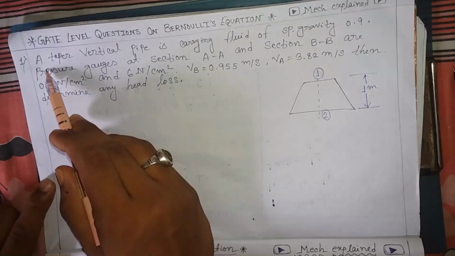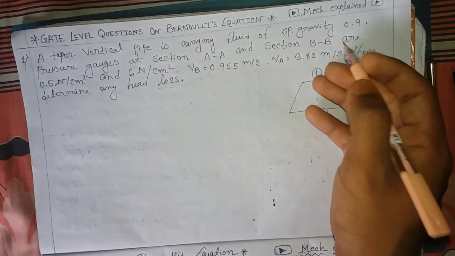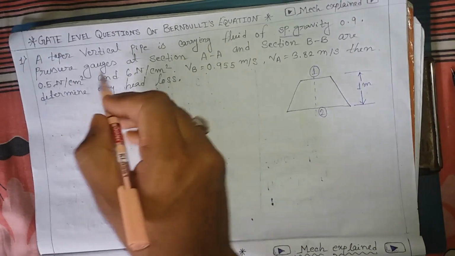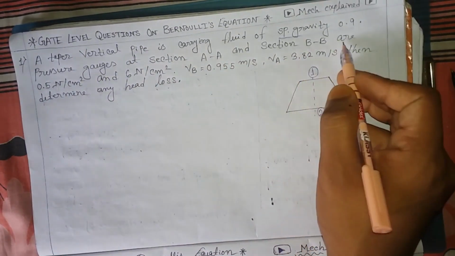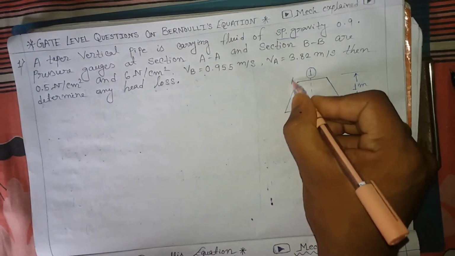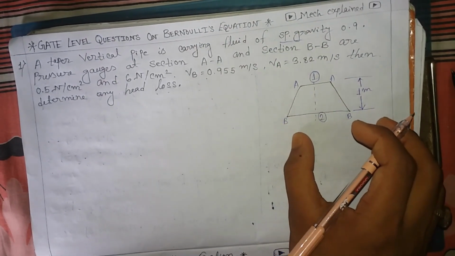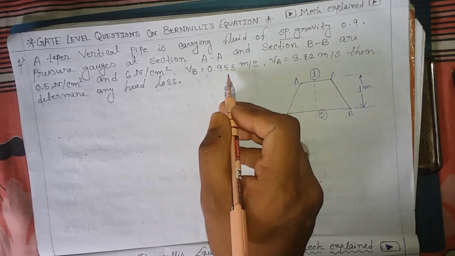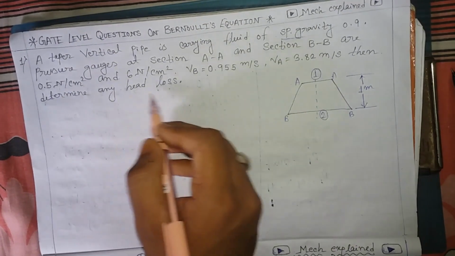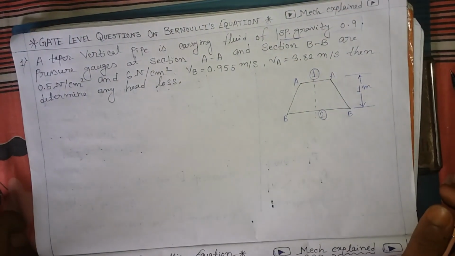So let's start. The question says, a tapered vertical pipe is carrying fluid of specific gravity 0.9. So this is something new. Pressure gauges at section AA and section BB read 0.5 Newton per centimeter square and 6 Newton per centimeter square. This diagram will also be given in the question. VB equals 0.955 meter per second and VA equals 3.82 meter per second. Then determine the head loss. This term is new, right? So let's start the question.